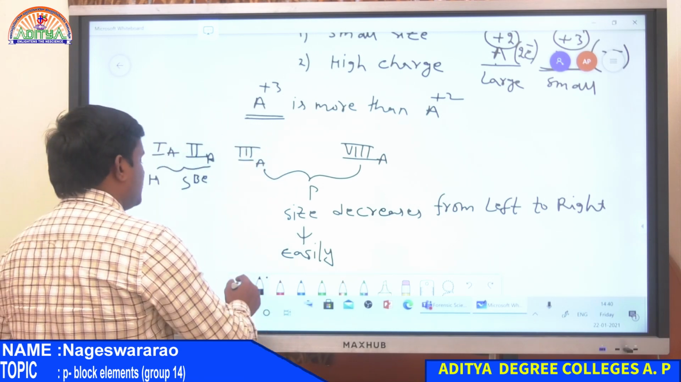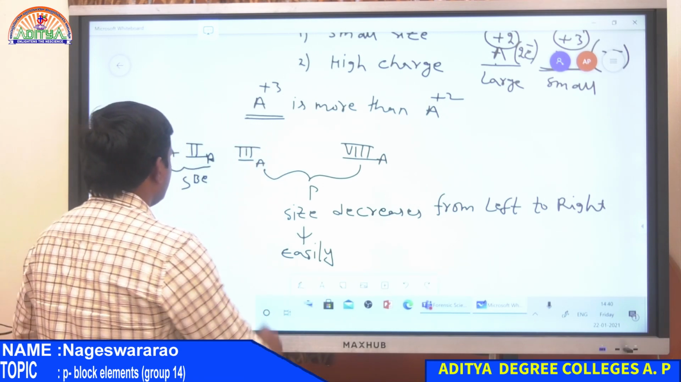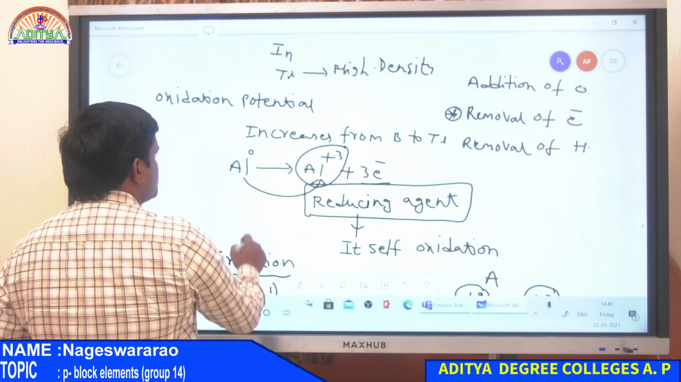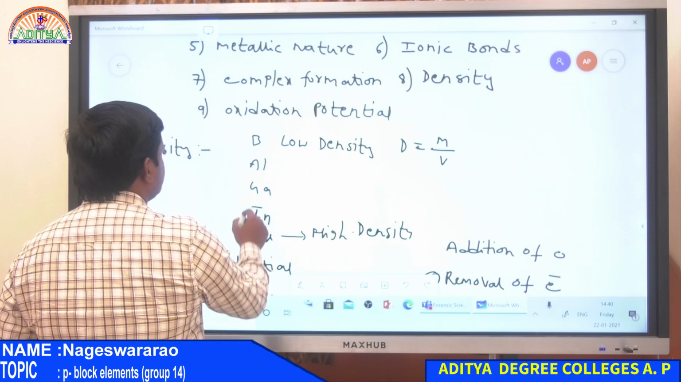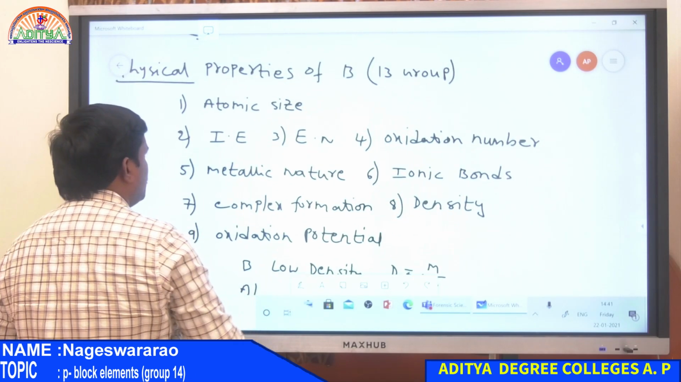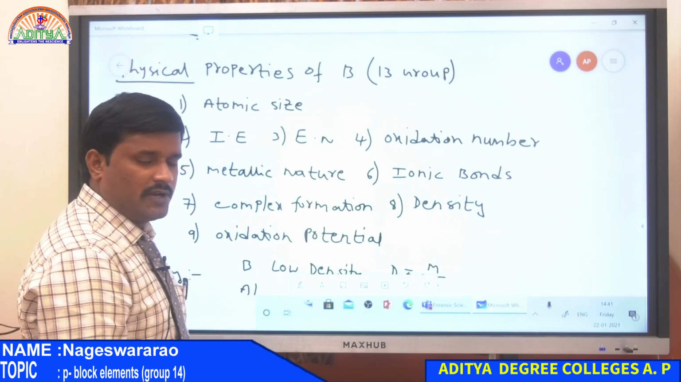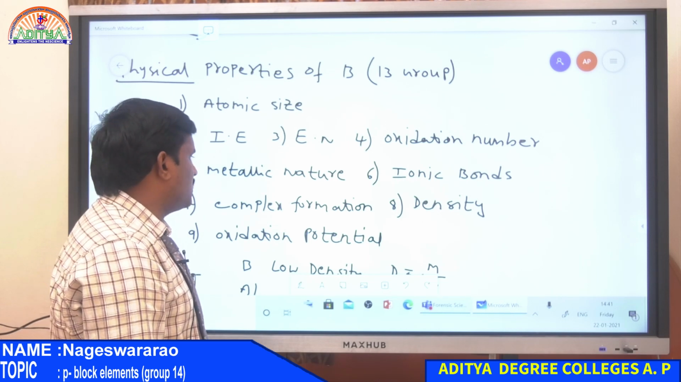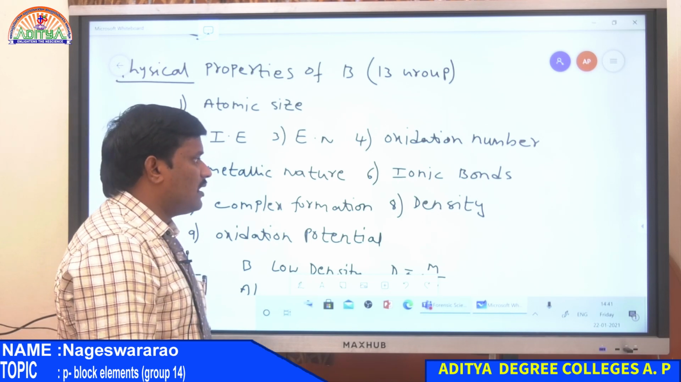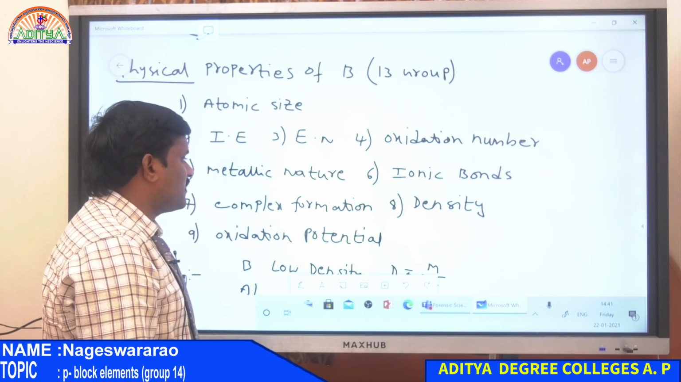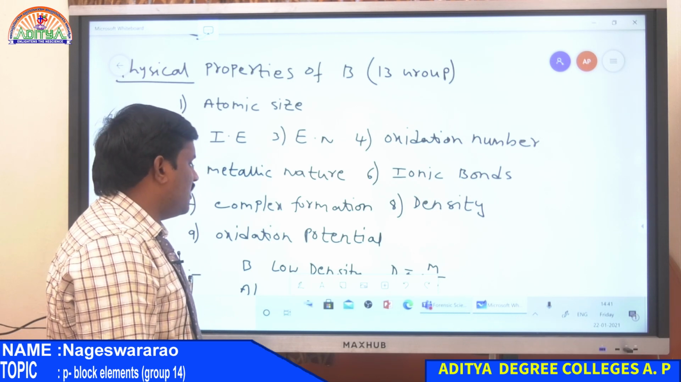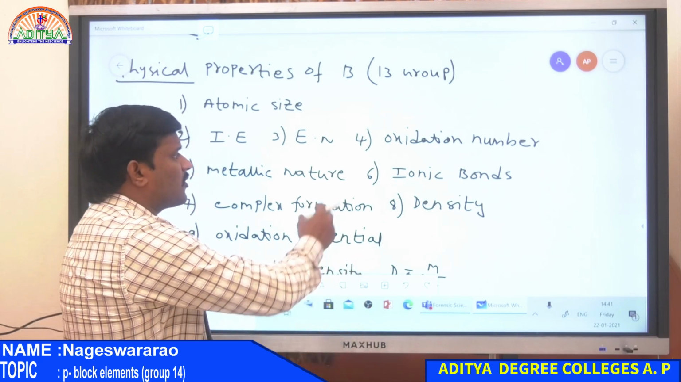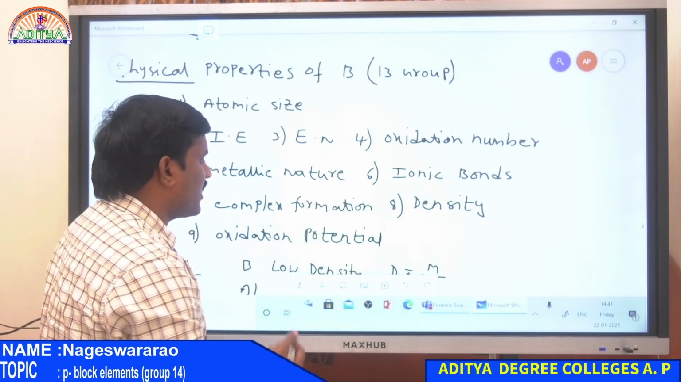So, all these are the properties of elements, nearly 10 properties. These are atomic size, ionization energy, electronegativity, oxidation number, metallic nature, ionic bonds, complex formation, density and oxidation potential. So all these are physical properties of the boron family.